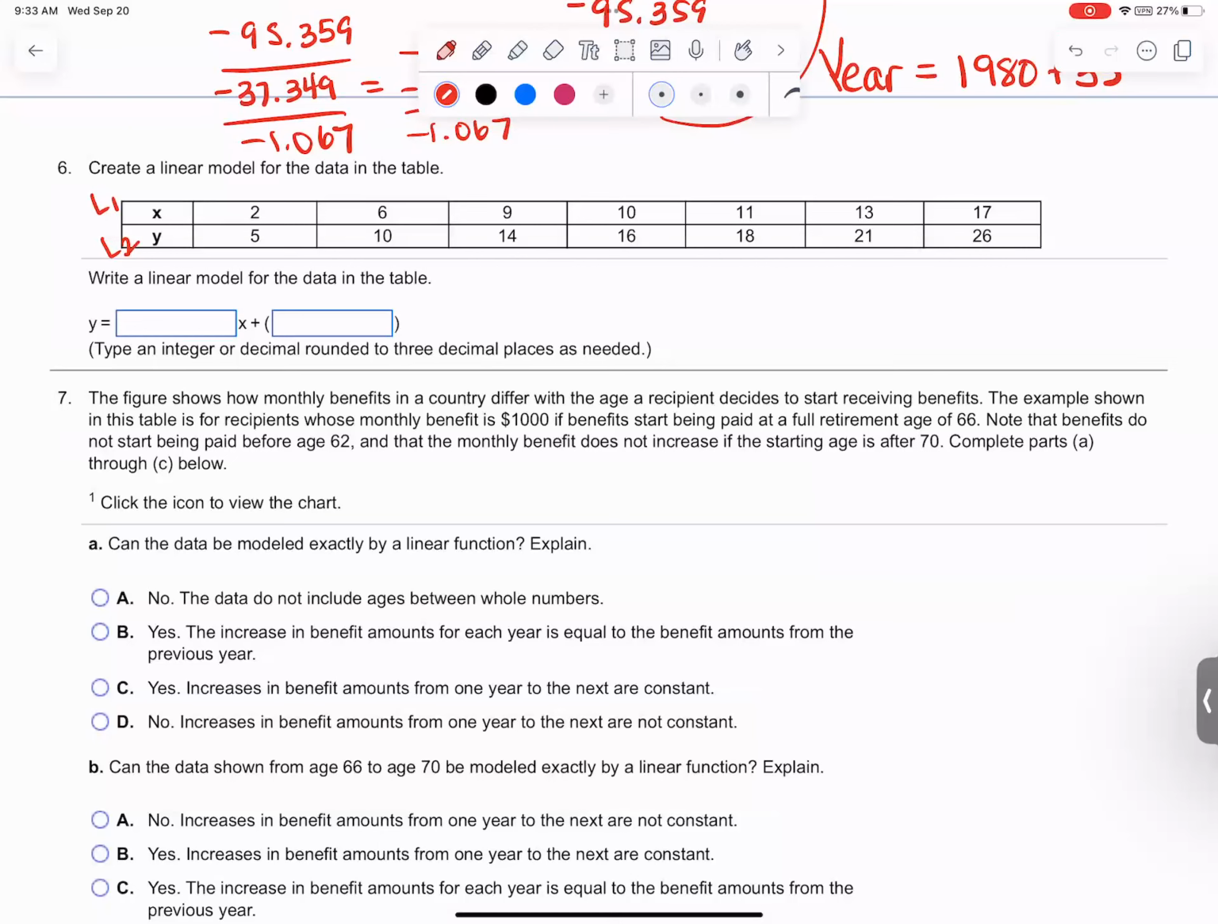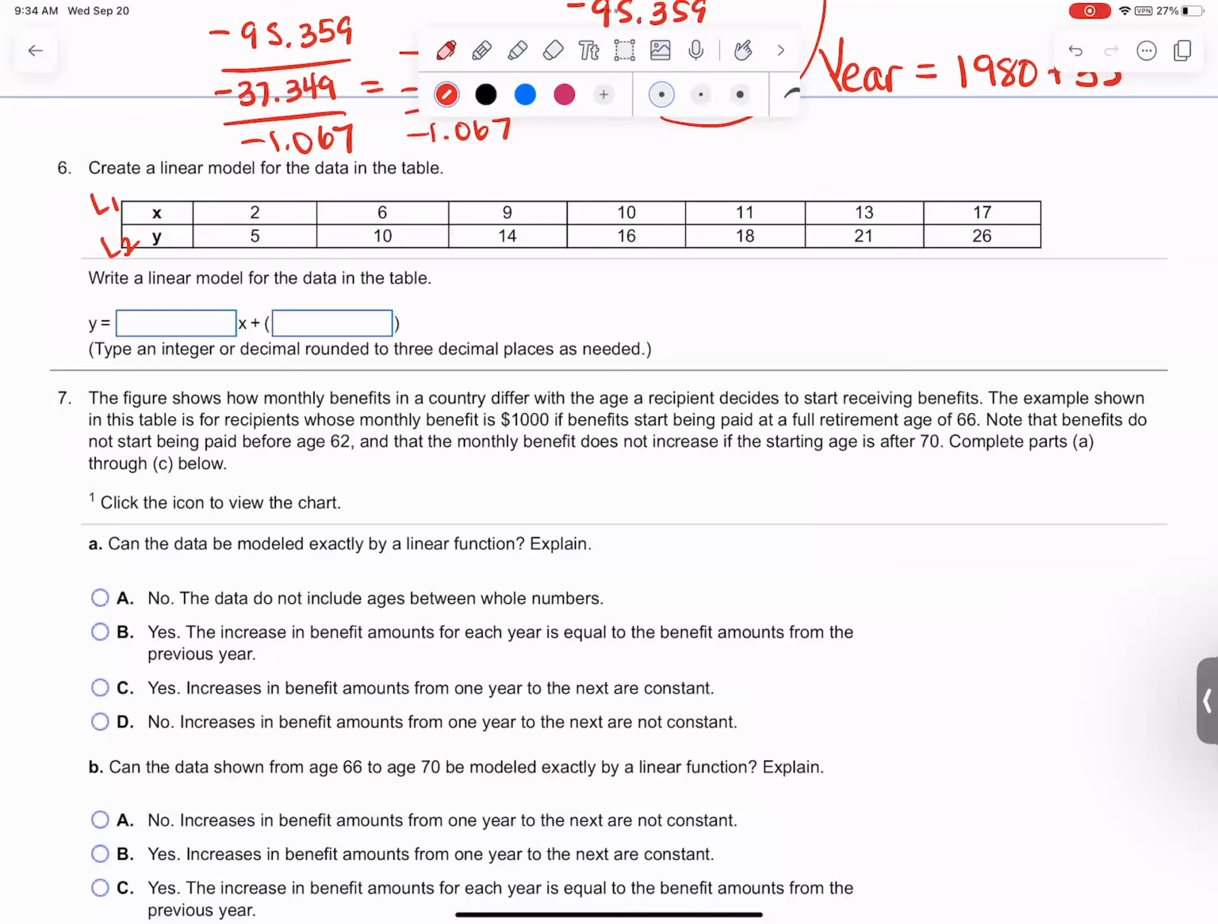And I'm going to go to the calculate menu, and I'm going to use number 4. Now you might notice that number 8 is also a linear regression. I'm not going to use that one just because it puts the X second, and that might be confusing. So I'm going to use number 4.